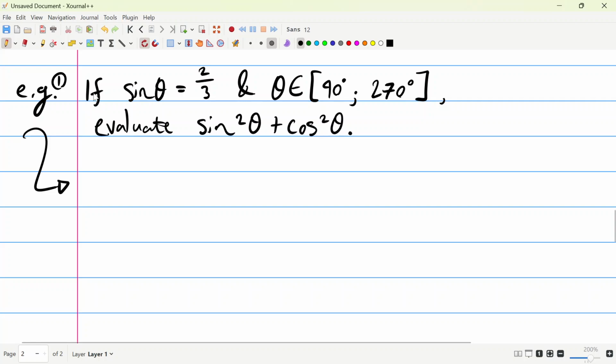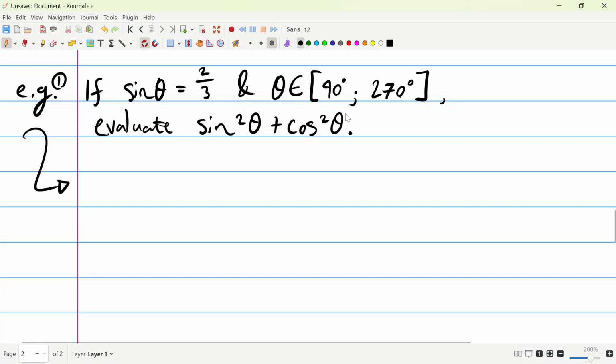So first things first, they tell us sine theta is equal to 2 over 3 and this interval is applied, meaning they are telling us that theta is restricted between only the values of 90 degrees and 270 degrees included. It's a closed interval here. So theta cannot lie anywhere outside this interval. Meaning, if we're going to use the CAST diagram, we are only going to inspect the theta values between 90 degrees and 270 degrees.